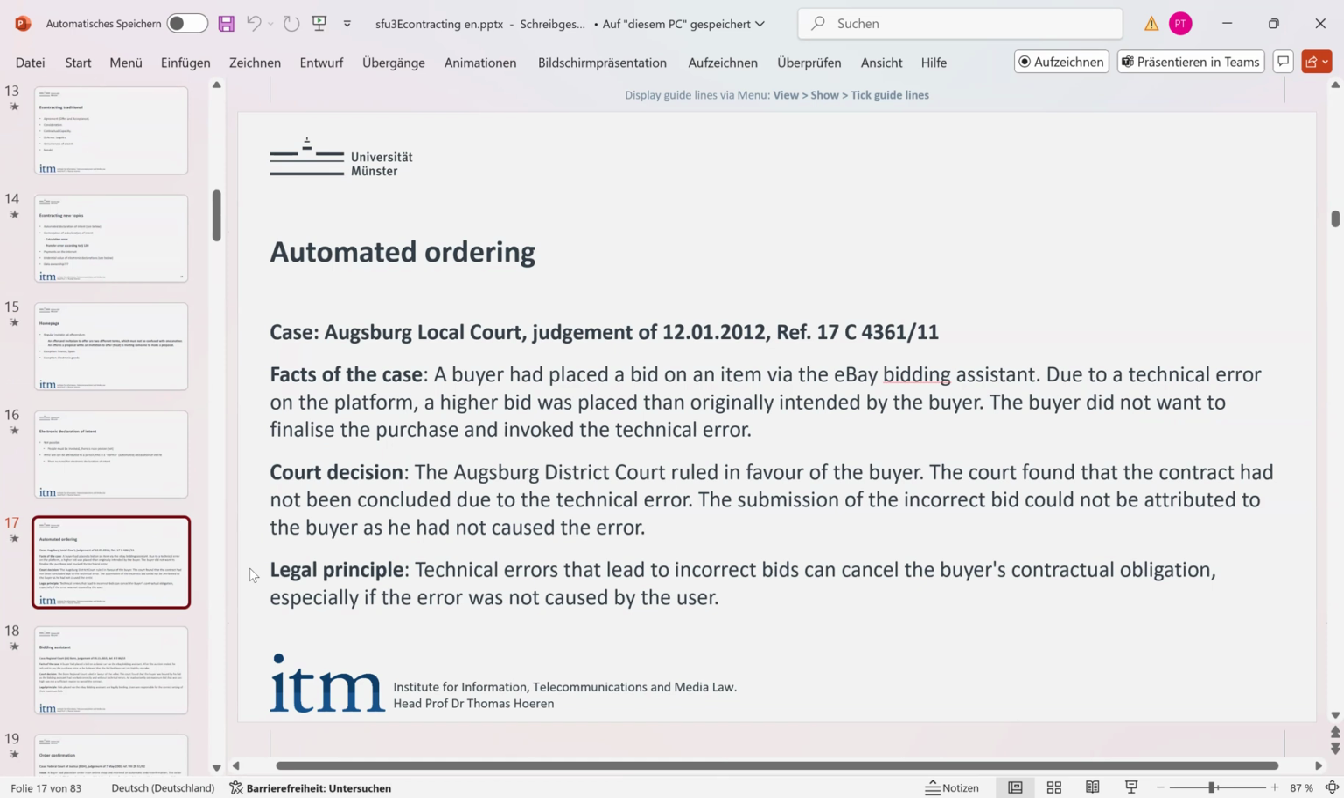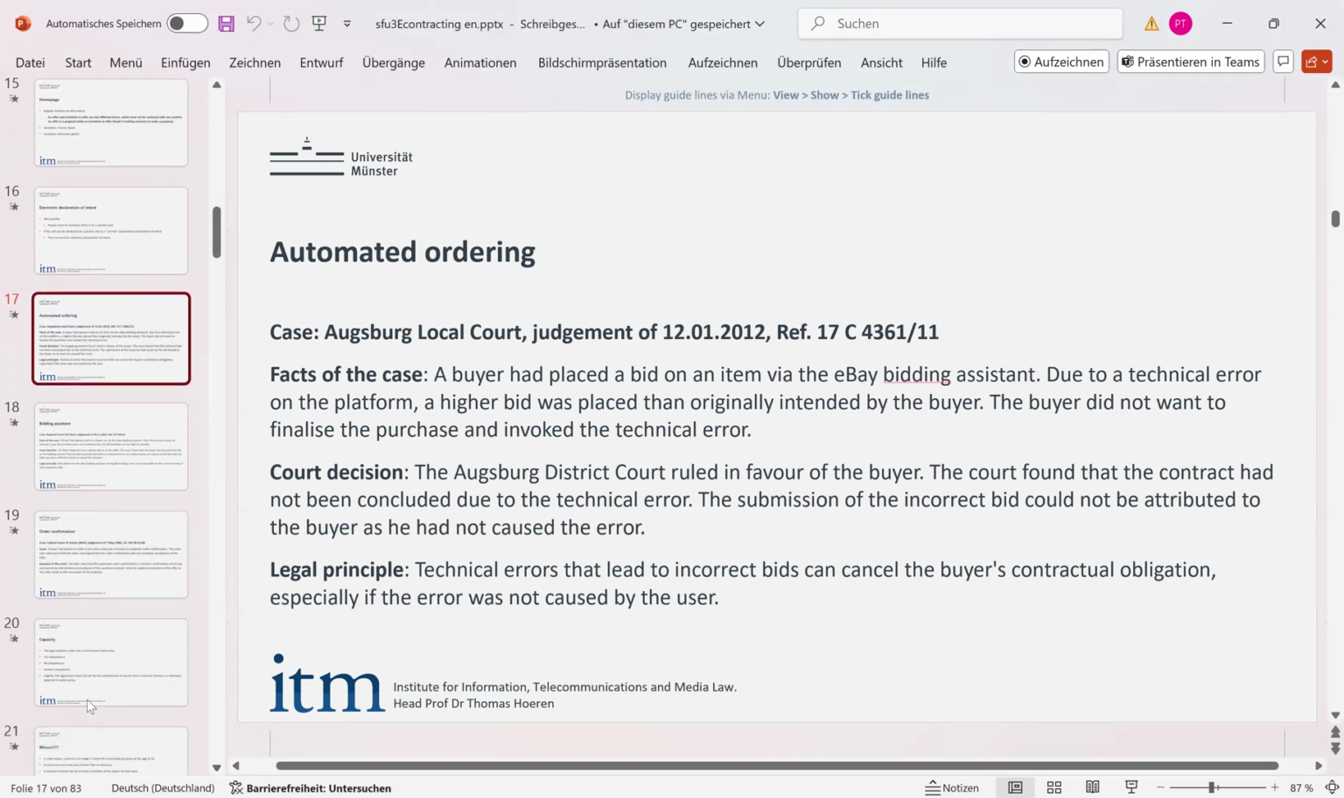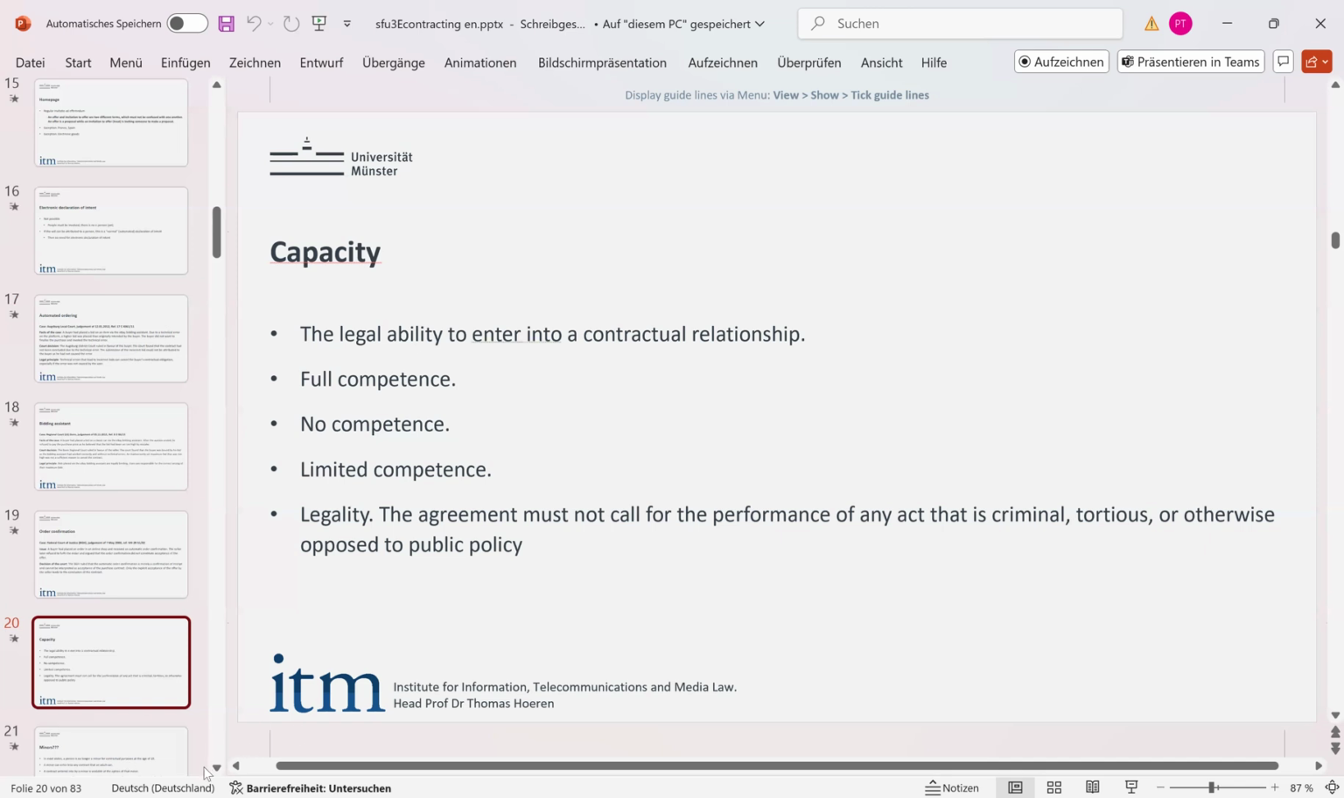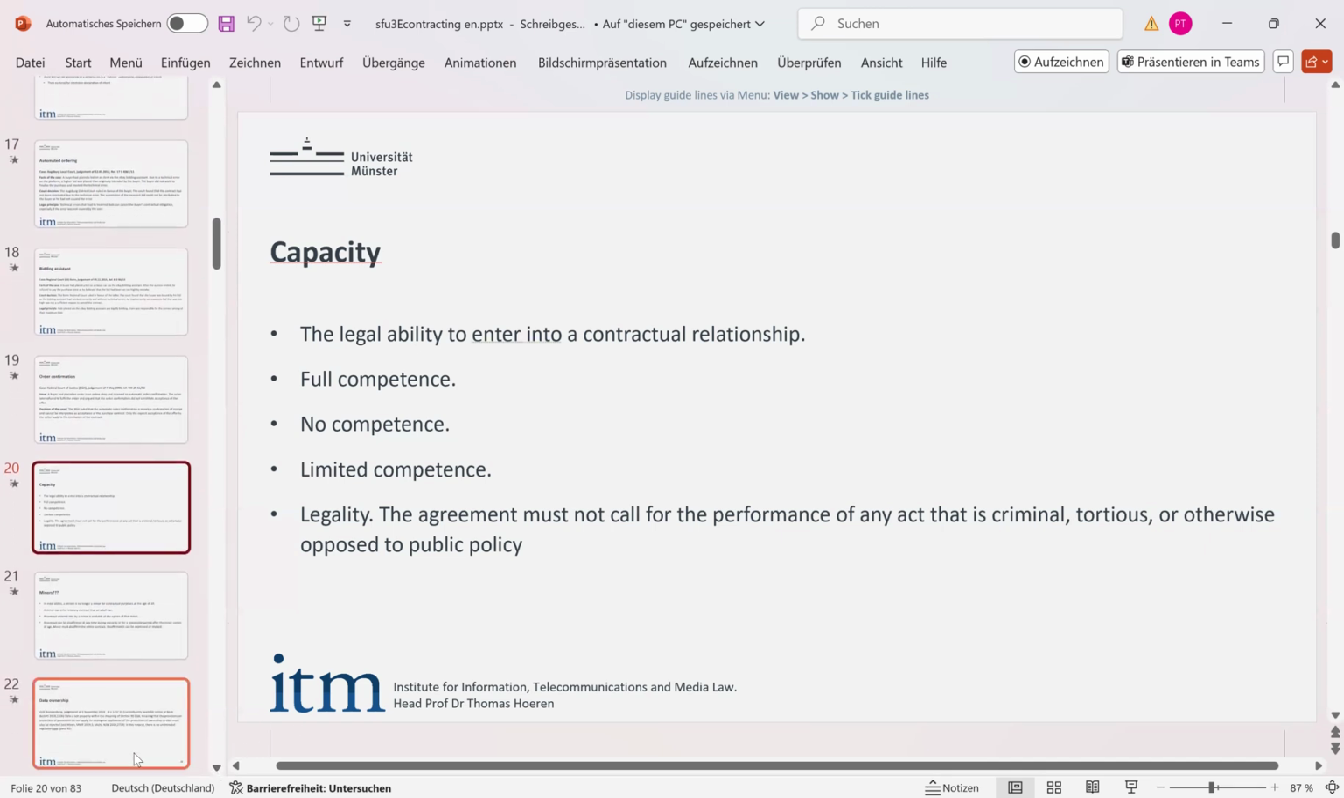As to automatic ordering, can a machine give an order? We have certain decisions from Germany and France. Here I have one decision of Augsburg local court where a buyer used a bidding machine, the eBay bidding assistant, and the court said this can be traced back to a natural person. So this is the question for minors.